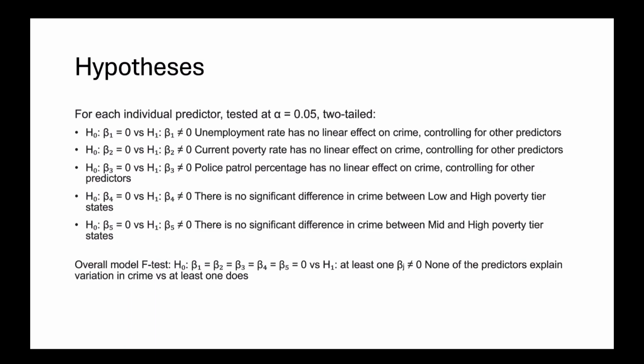Our hypotheses for the overall model using the F-test are: our null hypothesis is that beta 1, beta 2, beta 3, beta 4, and beta 5 all equal 0, and none of the predictors explain variation in crime, versus our alternative, where at least one of the betas does not equal 0 and can explain the variation in crime.